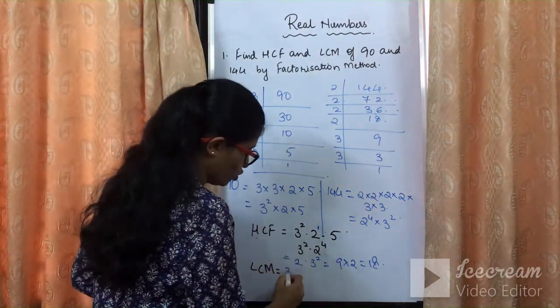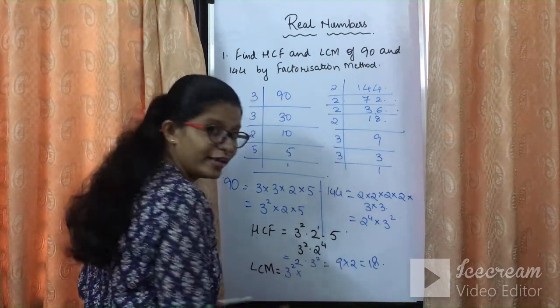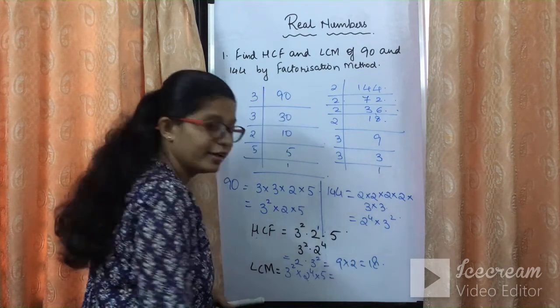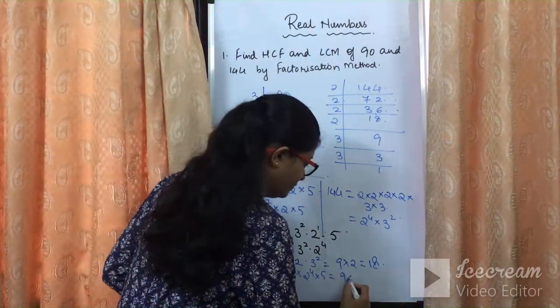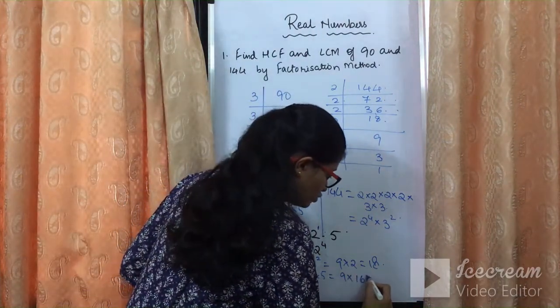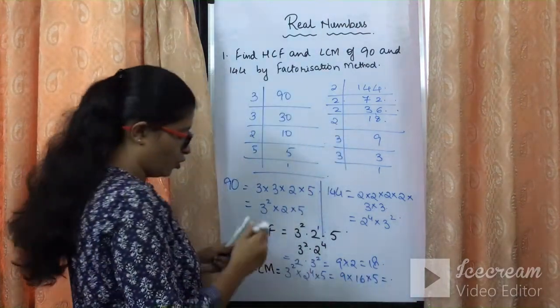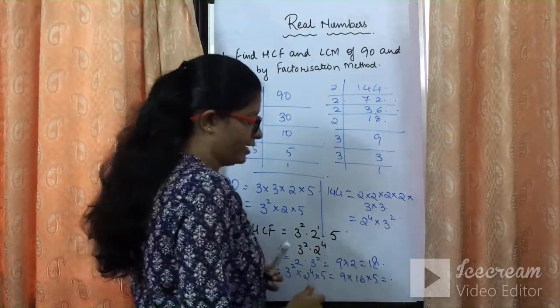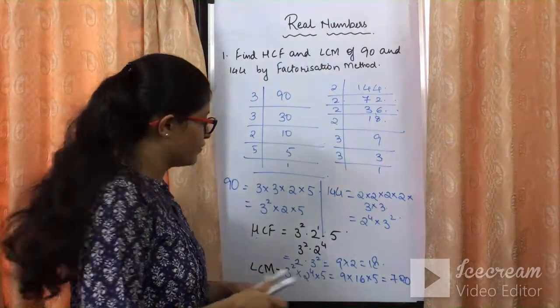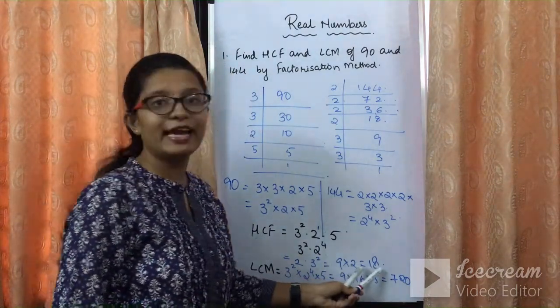So 3 will remain 3 square. 2 raised to 4 is the common one, and into 5. So this is nothing but 9 into 2 to the 4, which is 16, into 5. So the answer for LCM comes out to be, multiply all these, you will get 720. So the answer for LCM is 720, whereas for HCF it is 18.